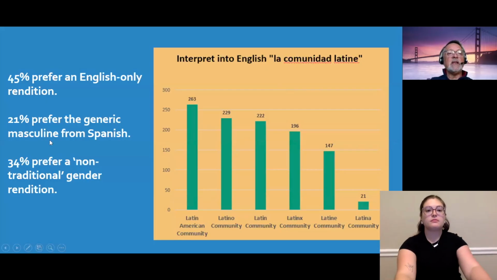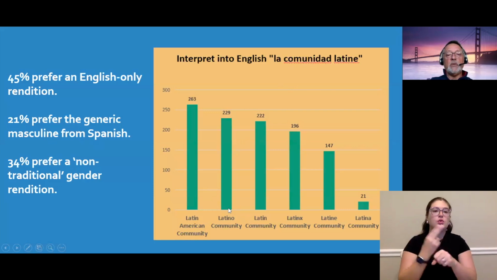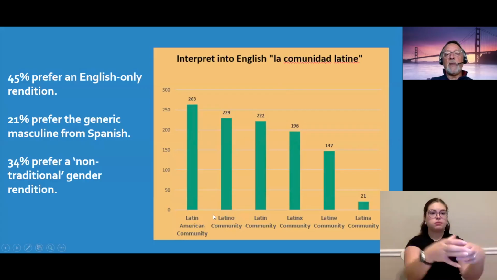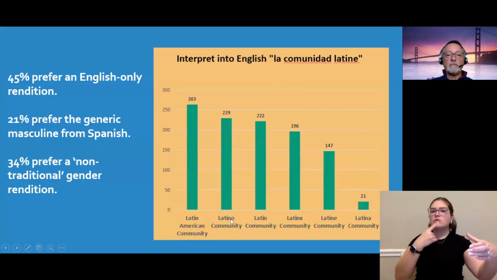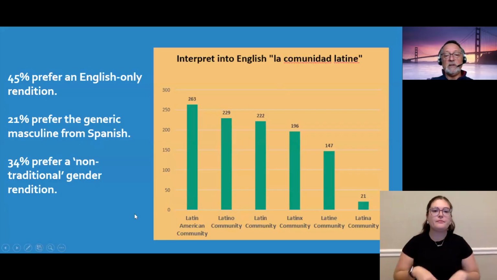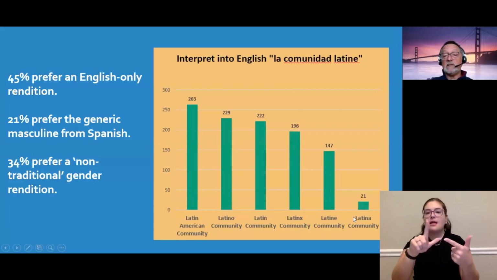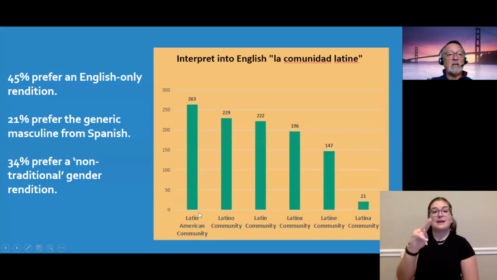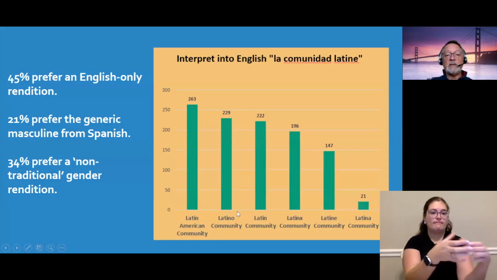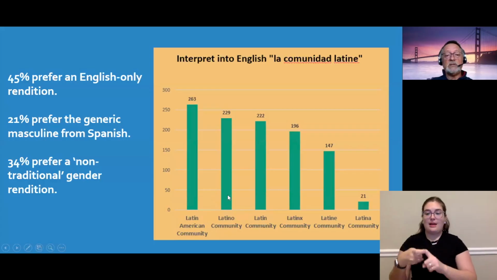21% use what we call the generic masculine form in Spanish. So Latino community. In other words, if you don't know the gender of the group of people, in Spanish, you default to the masculine. 34% preferred a non-traditional gender rendition. So Latinx community, Latina community, or using the feminine as a generic gender, Latina community. And just to clarify, the two English only renditions are this Latin community and Latin American community, these two combined.